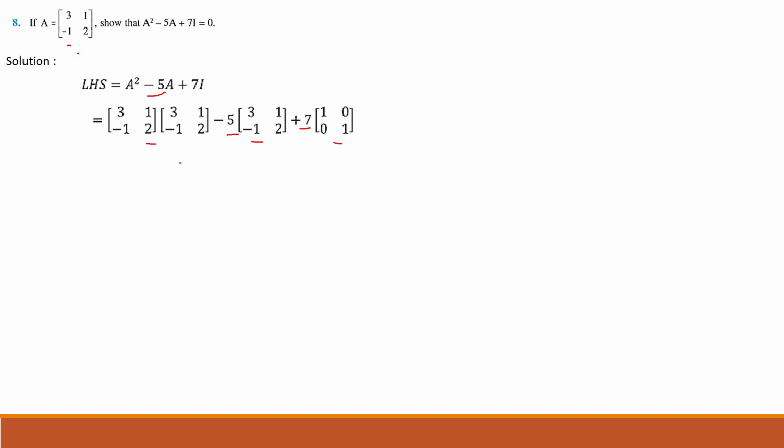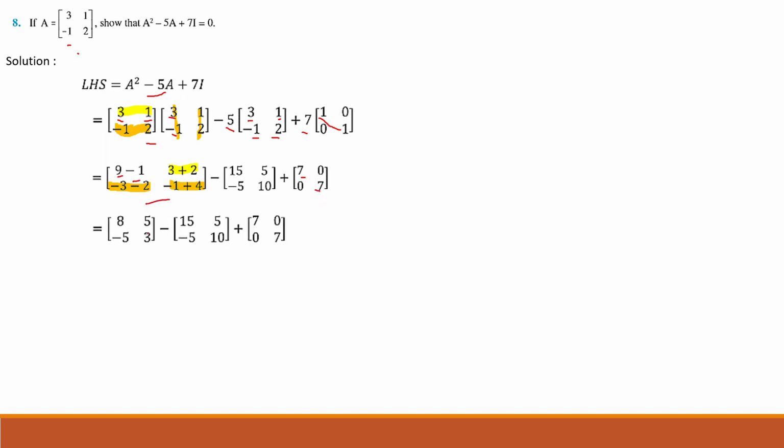So A square will be 9 minus 1, 3 plus 2, minus 3 minus 2 and minus 1 plus 4. And for this 5 हम लोग each and every element के साथ multiply करेंगे. Similarly 7 को भी हम लोग diagonal में multiply करेंगे, which is like this. And after adding subtracting this matrix, it will be 8, 5, minus 5 and 3.